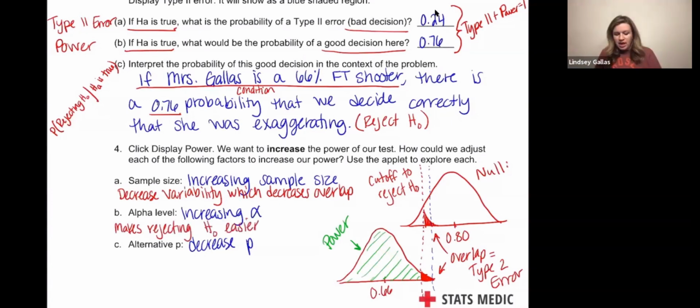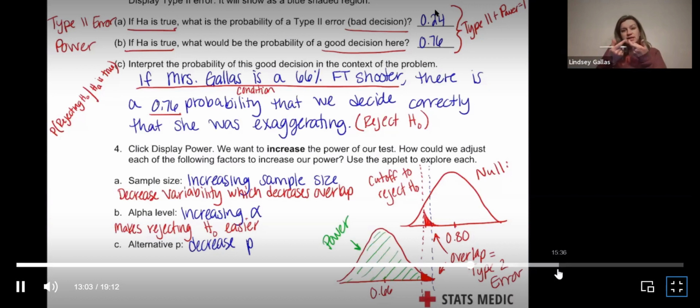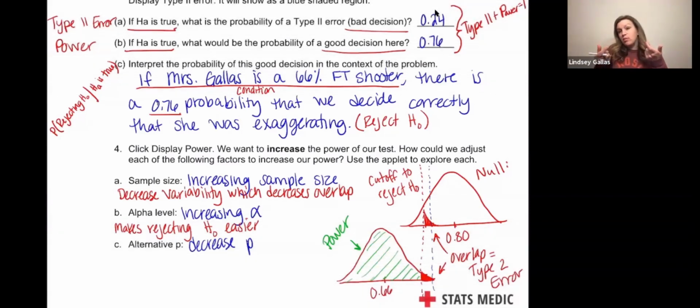And then on this last one, part C, we said that you wanted to lower or decrease that alternative proportion. In this case, it's only decreasing the overlap because that is separating the normal curves more. So really what I want to put here is that it's not just that we are lowering p. What we're doing is we are increasing the distance from the null.